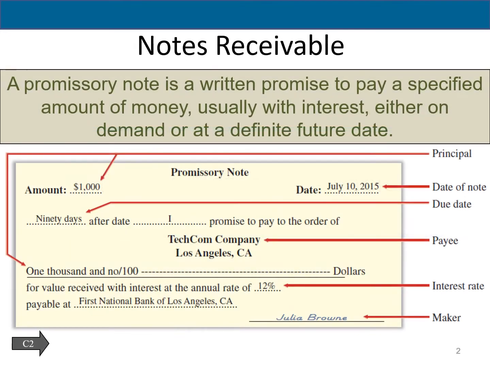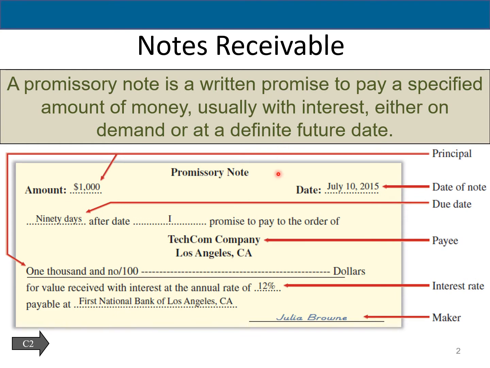In this video, I will be discussing notes receivable. Notes receivable is where we record promissory notes. A promissory note is a written promise to pay a specified amount of money, usually with interest, either on demand or at a definite future date. This is what a promissory note looks like.